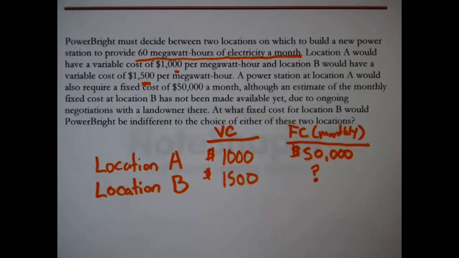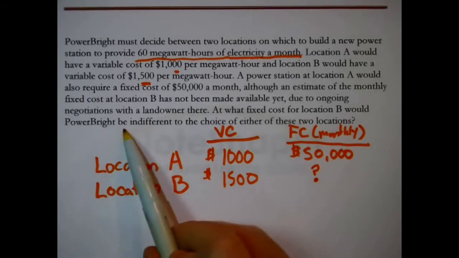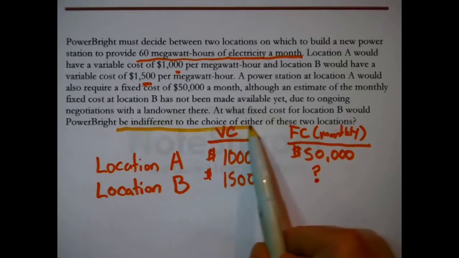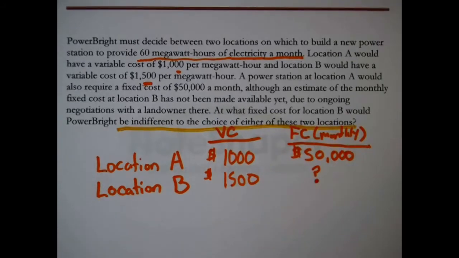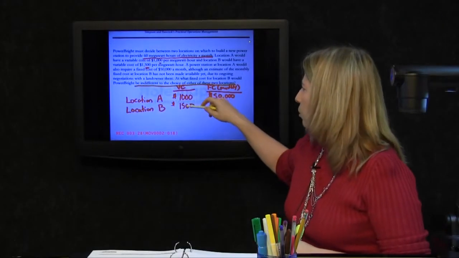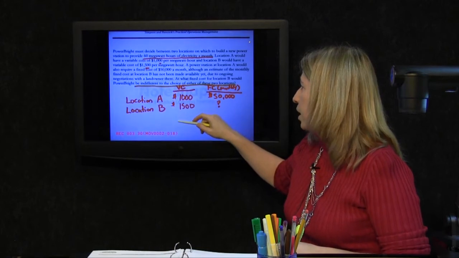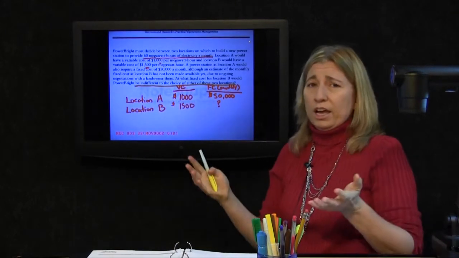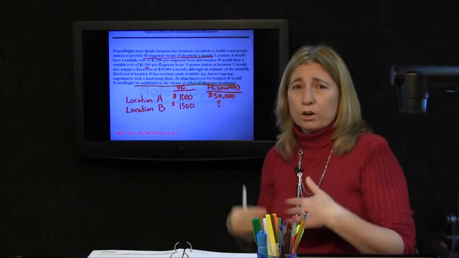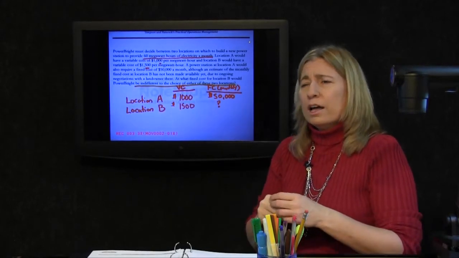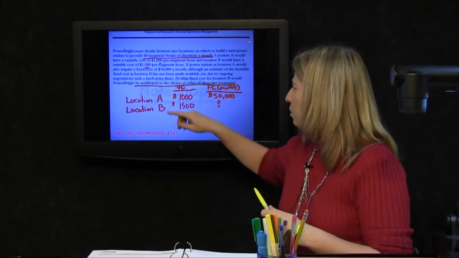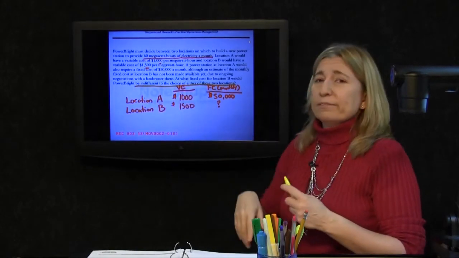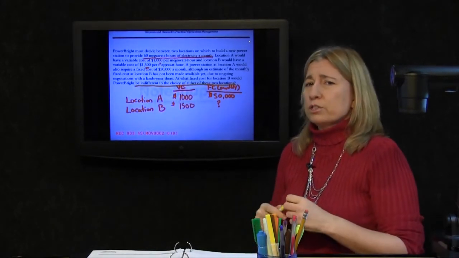Oh, all right. Now, what's the question? Okay, at what fixed cost for location B would PowerBright be indifferent to the choice of either of the two locations? Now notice that we do know about variable costs at the two locations, and certainly location A has the more attractive variable cost. It's lower, right? This question is asking, when would PowerBright as a decision maker not care? They would not care whether they were at location A or location B.